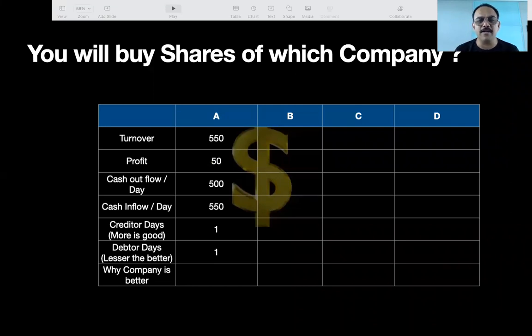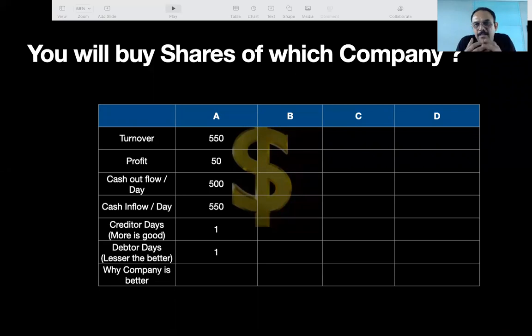Now in your table, just put it like this. Okay. Turnover, hamko sabko samajh mein aa gaya hai. Turnover, sales turnover. Whenever you hear on TV debates ki sales turnover has increased and all, that is nothing. Whatever total sales they have done, in your table it is coming 550. Profit is 50 rupees. Okay, so turnover, profit ho gaya. Cash outflow is 500 rupees. Cash inflow is 550 rupees from the customer.